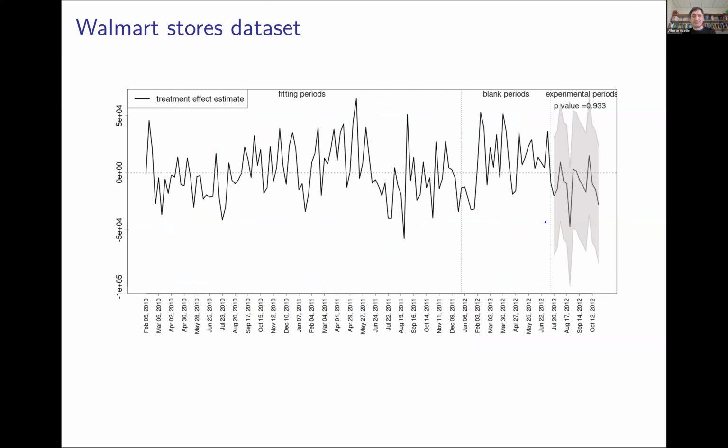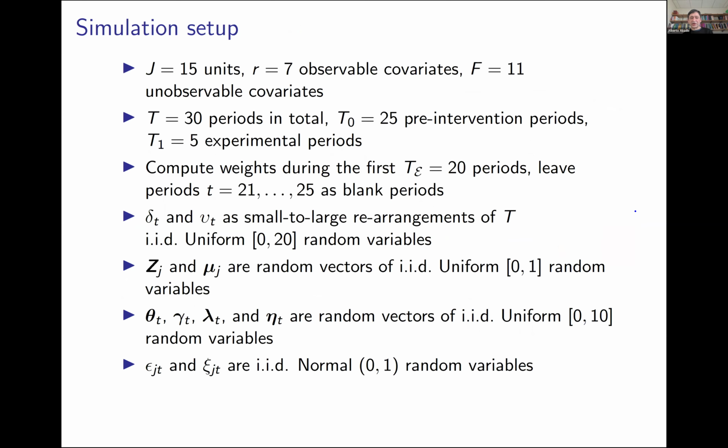So this is the estimated placebo effects, you could say, during the fitting periods and the blank periods, and you can see that the distribution doesn't change much during the experimental period. We have a p-value that is quite large, and we have confidence intervals that cover 0. Okay, so this is for the empirical example.